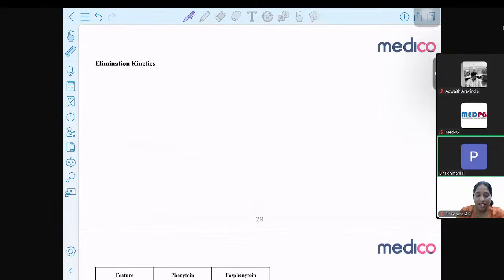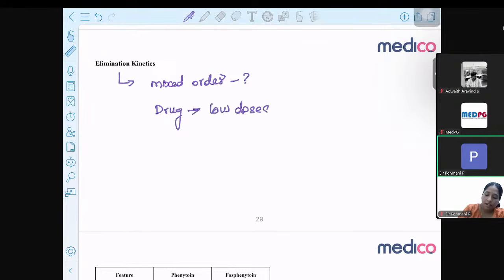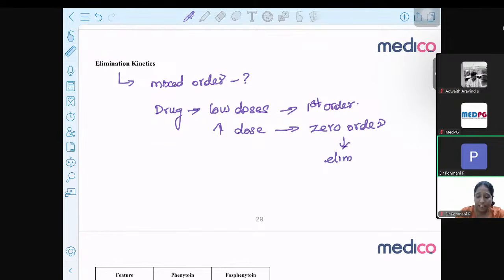And what about the elimination kinetics of phenytoin? Phenytoin is a drug which undergoes mixed order kinetics. What is mixed order kinetics? When the drug is given in low doses, it follows first order kinetics, whereas when you increase the dose, it follows zero order kinetics. And hence, the elimination will be slow, and this can result in toxicity. Since it follows both, it is called mixed order kinetics.